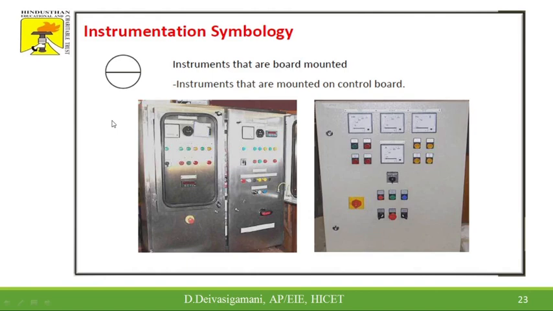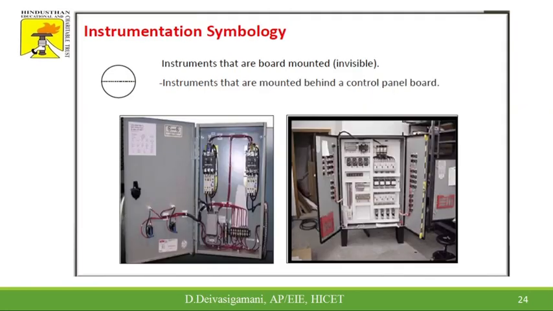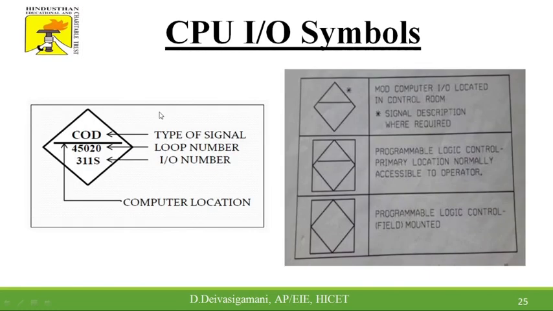And these are the instruments that are board mounted. These are the control boards which are mounted in this plant, and this can also be displayed with the help of a circle with a single line. And these are instruments that are mounted but invisible to other persons. This is also represented with the help of a circle with dotted lines.